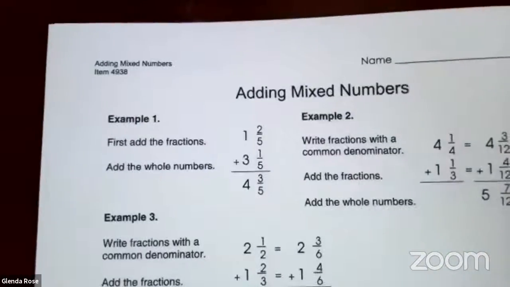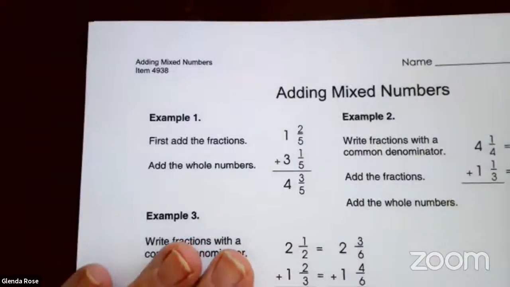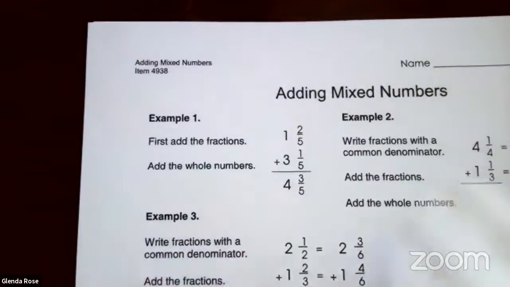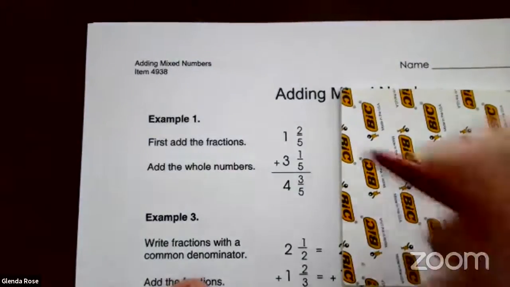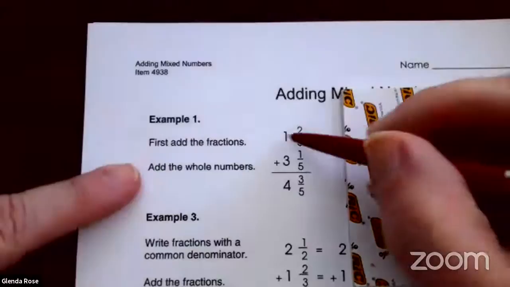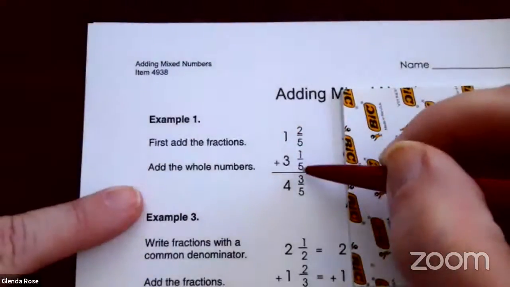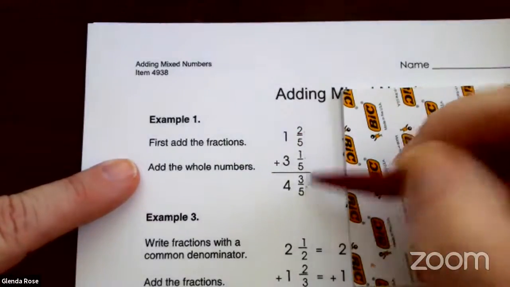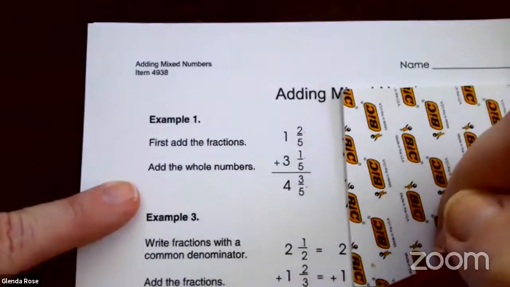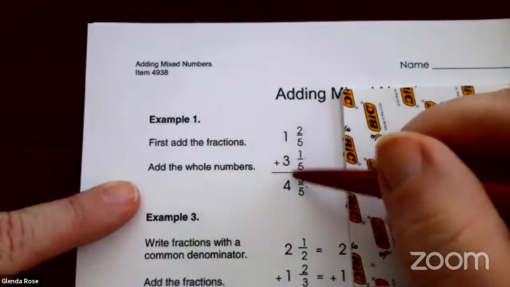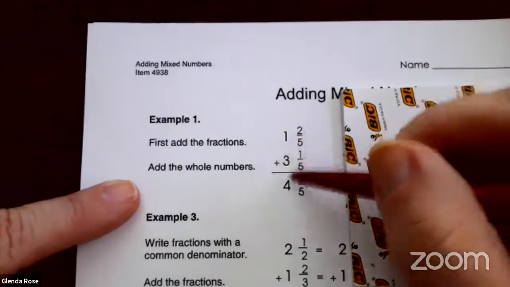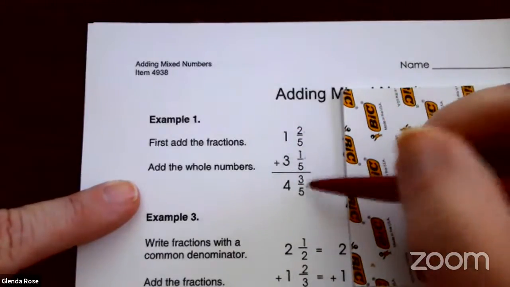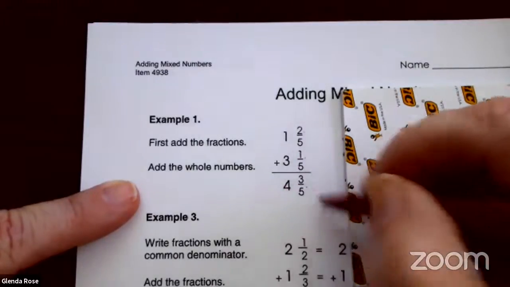So let's look at some examples of adding mixed numbers. Just look at this first example over here. We'll look at this right now. So in order to add 1 and 2/5 plus 3 and 1/5, I add the fractions first. 2 fifths plus 1 fifth is 3 fifths, and 1 plus 3 is 4, so my answer is 4 and 3 fifths.